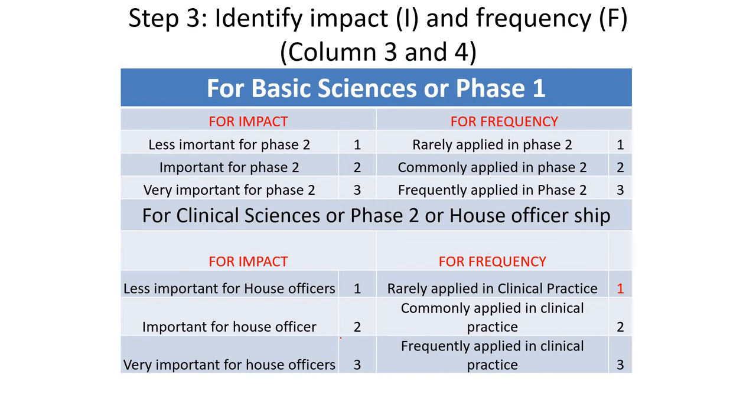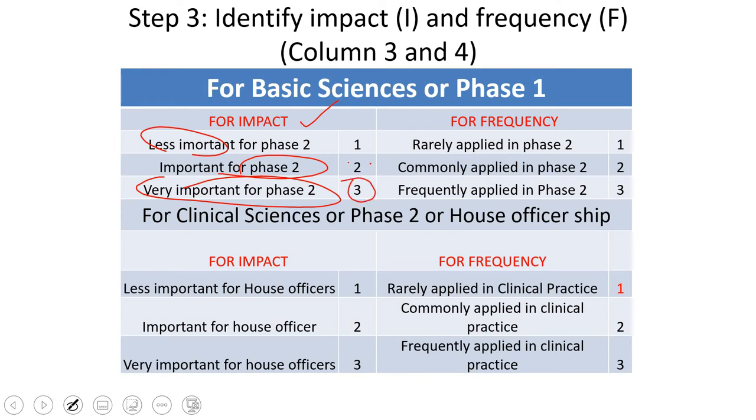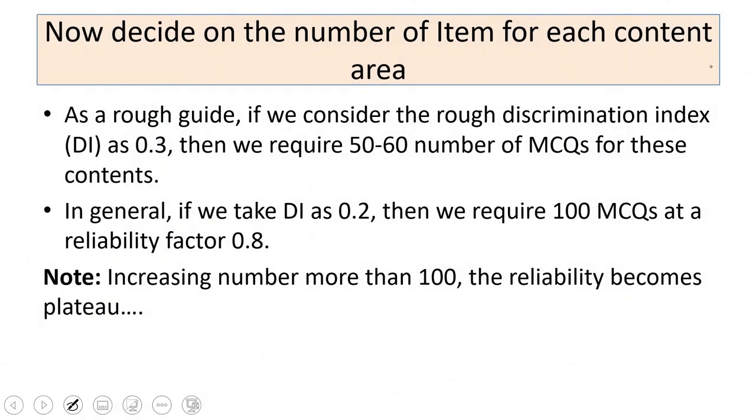For example, while calculating impact, a topic may be less important, a topic may be important, and a topic may be very important. Very important is given 3, or mid between that is given 2, and the less important one is given 1. And similarly, that is for the frequency. So you will do it like that. Now decide on the number of items for each content area.